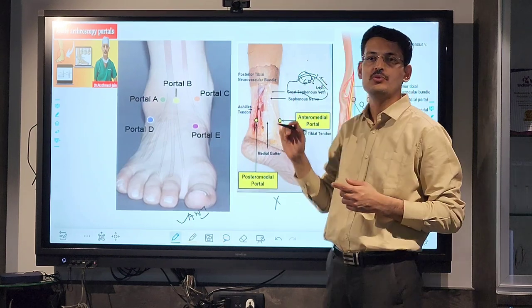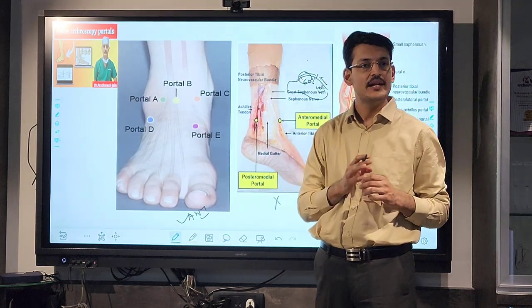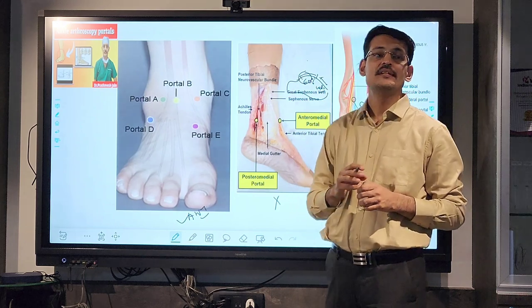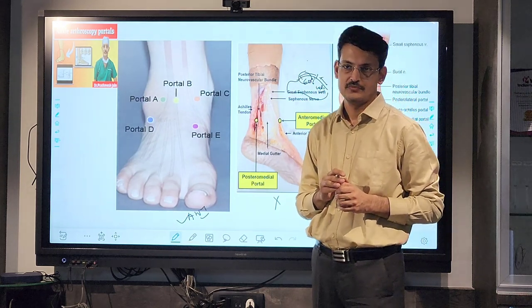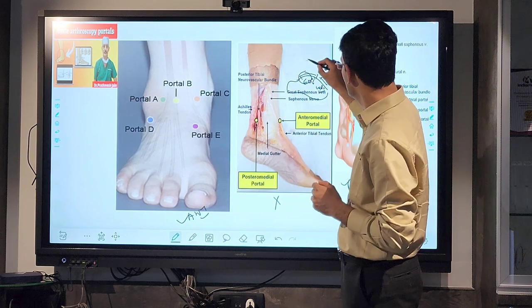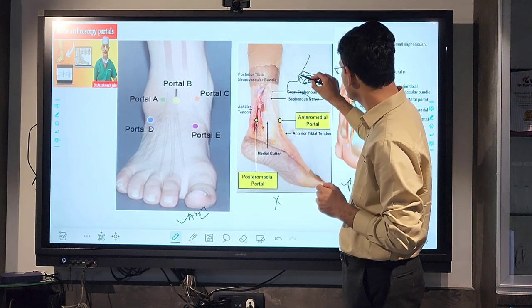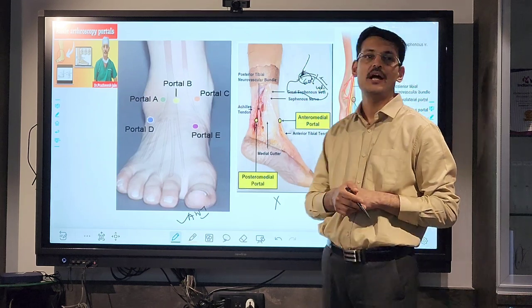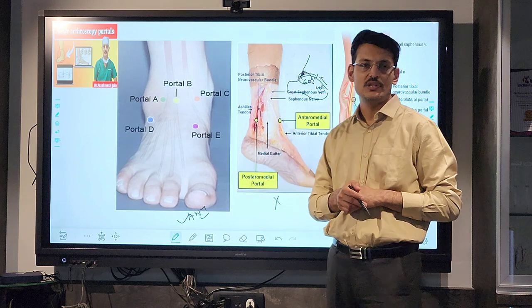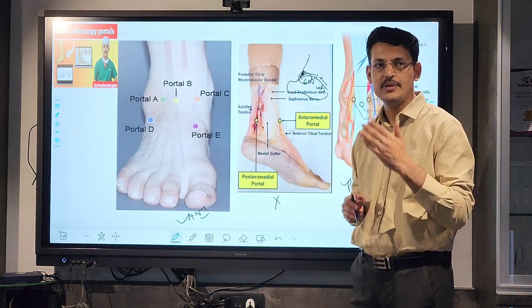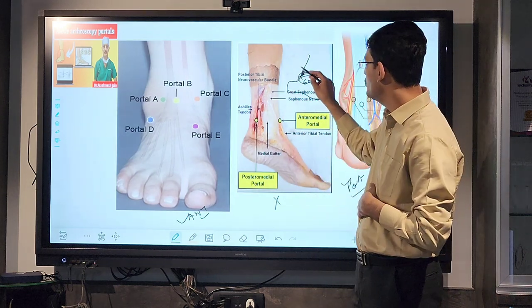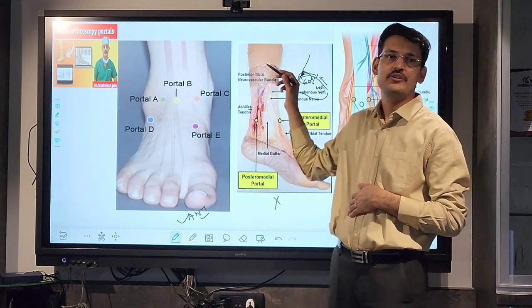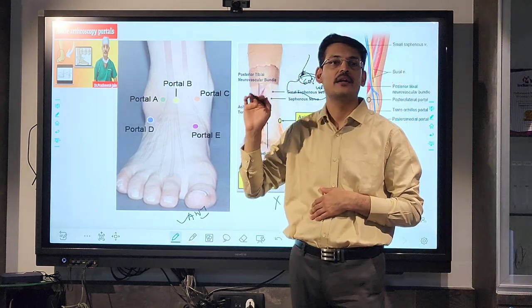Another pathology that you can approach with an anterior ankle arthroscopy, which is very common, is an anterior ankle impingement. What is an anterior ankle impingement? You have a tibia here and then there is a spur here. There can be a formation of a spur on the anterior part of the tibia, so that is an anterior tibial spur. You can remove that spur, so that is the treatment for anterior ankle impingement.